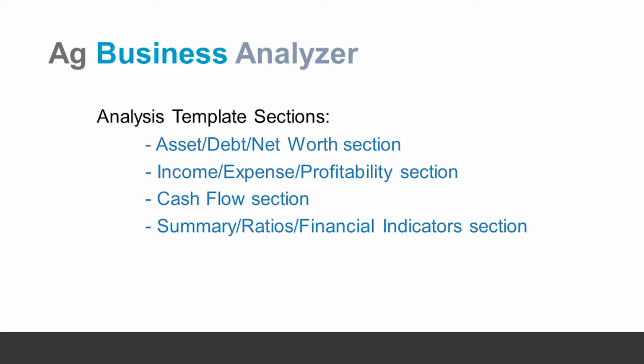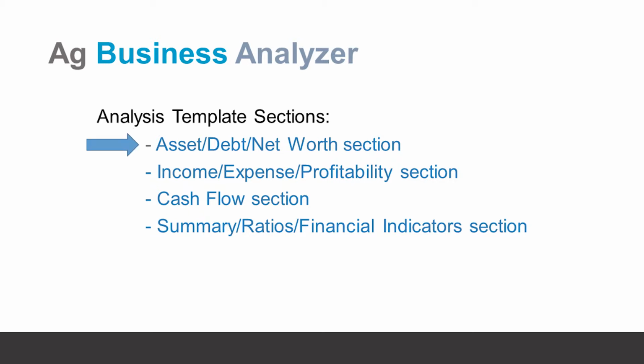Now we'll look at the asset, debt, net worth section of the program. As mentioned in video 1, there are 4 general sections. They are the asset, debt, net worth section, the income expense profitability section, the cash flow section, and the summary section, and that contains ratios and the financial indicators.